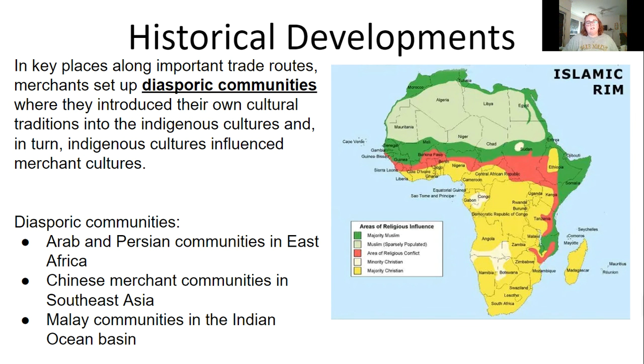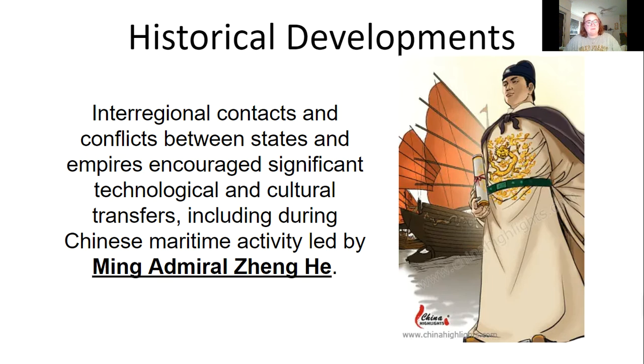Another historical development that we will look at is the growth of diasporic communities that did introduce their own culture and traditions into the indigenous cultures of the area. Some of the ones that we will look at and talk about are Arab and Persian communities in East Africa, Chinese merchant communities in Southeast Asia, and then the Malay communities in the Indian Ocean basin. And then we'll also talk about the Ming Admiral Zheng He.